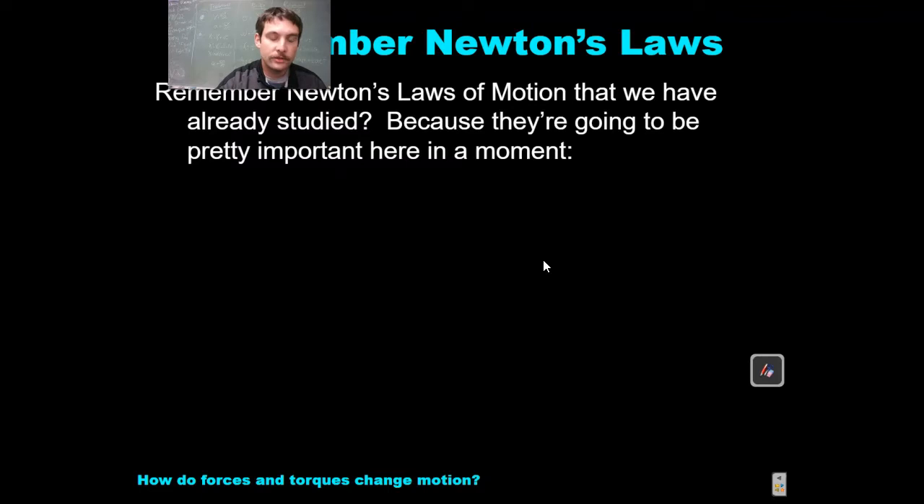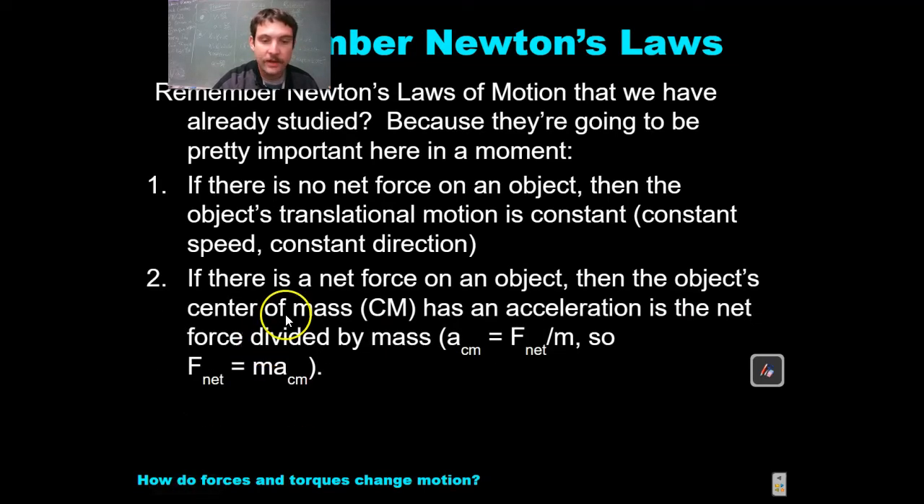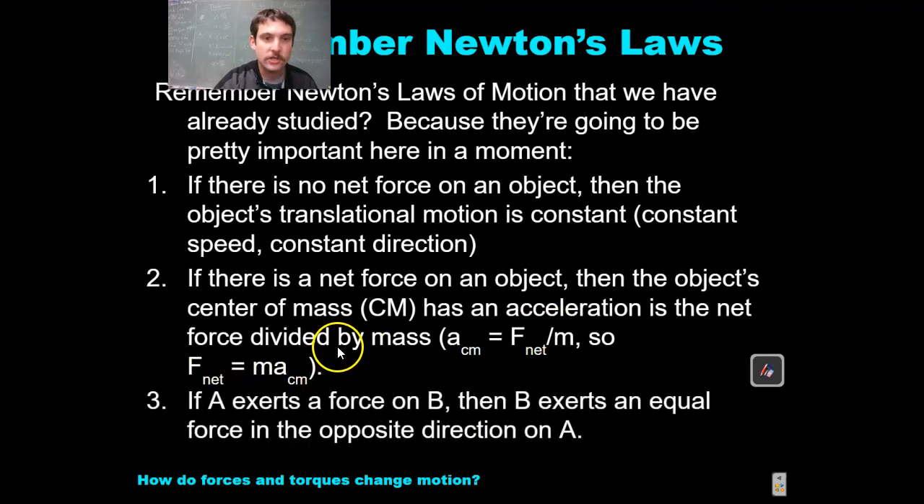Remember those three laws? If there's no net force on an object, then the object's translational motion is constant speed and constant direction. That can be a zero velocity. If there is a net force acting on the object, then the object's center of mass has an acceleration, which is the net force divided by mass. So the acceleration for a center of mass equals the net force acting on an object or system divided by mass. So the F net equals mass times acceleration of the center of mass.